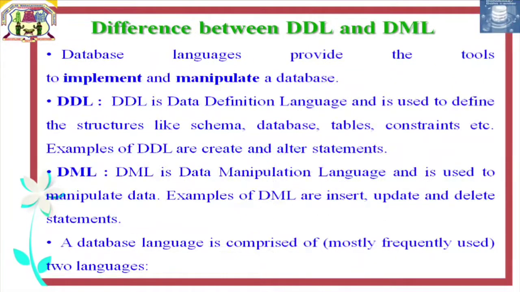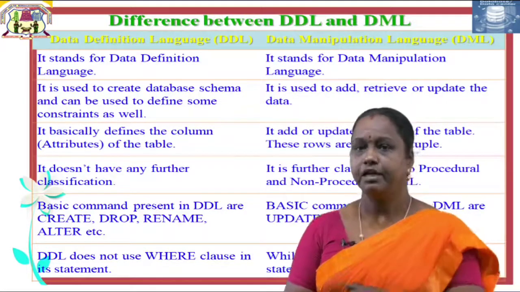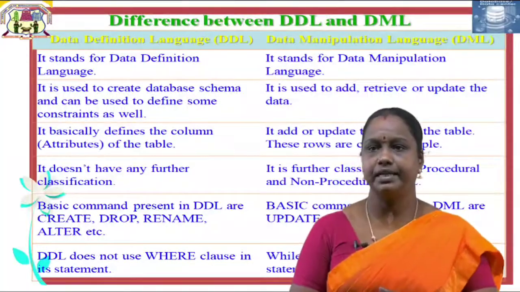Difference between the DDL and DML. Here we see the difference. Database language provides the tools to implement and manipulate a database. First one is DDL. It's a data definition language used to define the structure like schema, database, tables, constraints, etc. Examples of DDL are create and alter statements. Next one is DML. It's a data manipulation language used to manipulate data. Examples of DML are insert, update, delete statements. Database language is comprised of the two most frequently used languages, that is the DDL and DML. So here we see the difference between the DDL and DML.